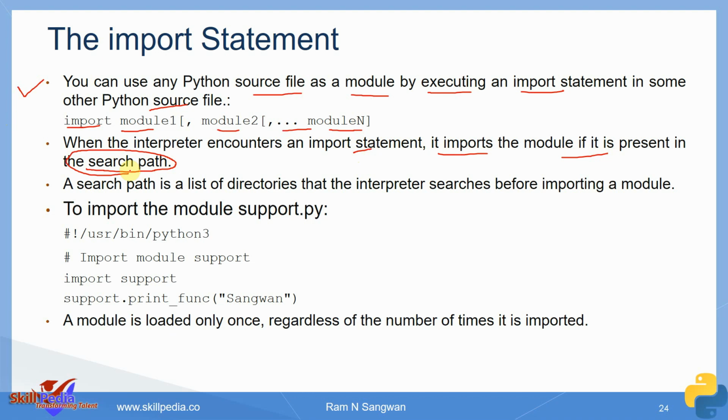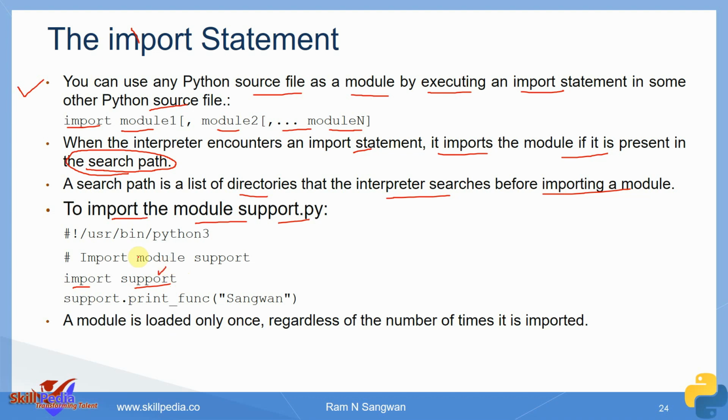Search path is identified by some variables. Search path is a list of directories that the interpreter searches before importing a module. To import the module support.py, you will specify import support. You don't specify .py, you specify just the name.